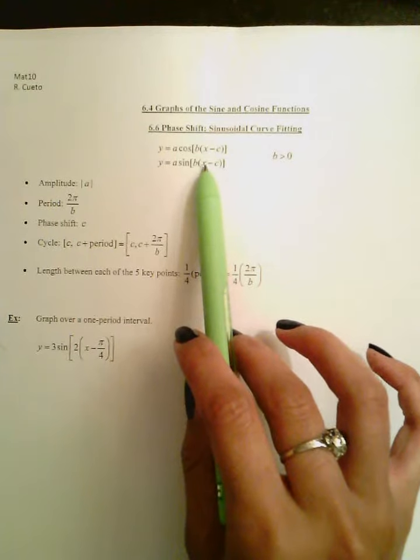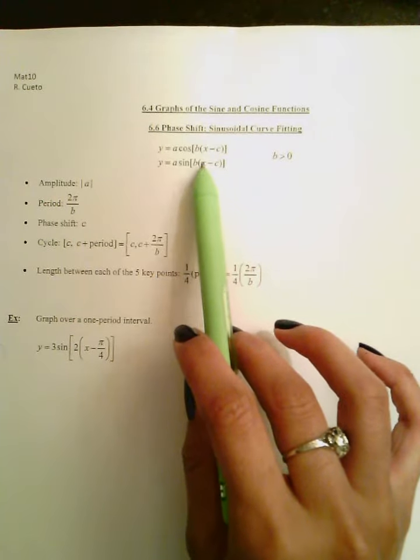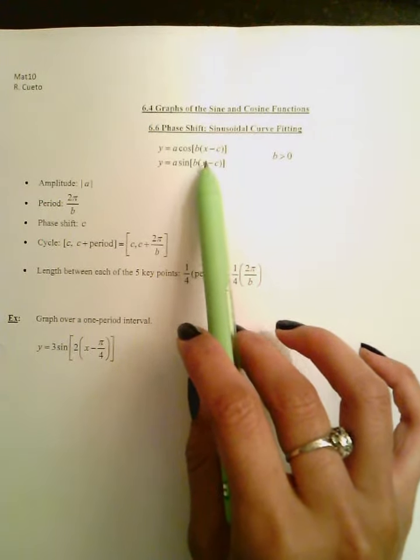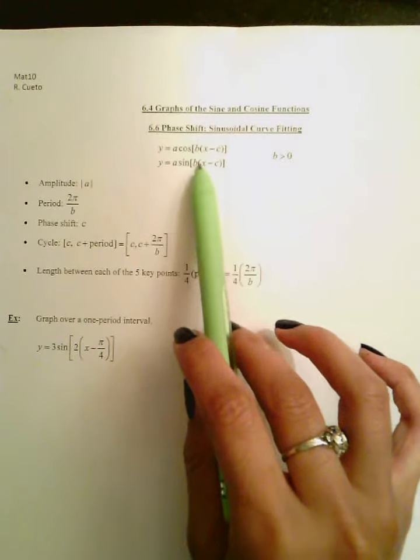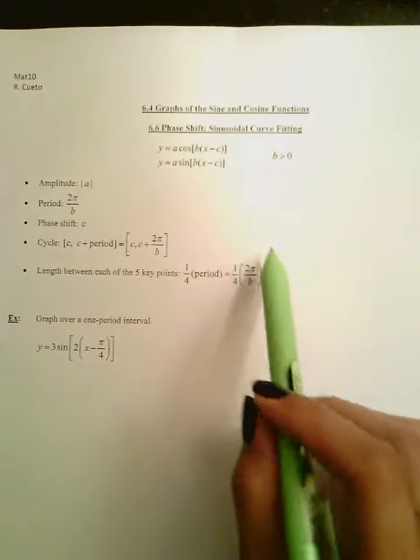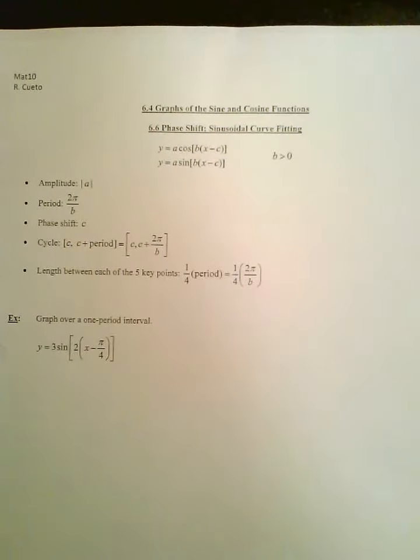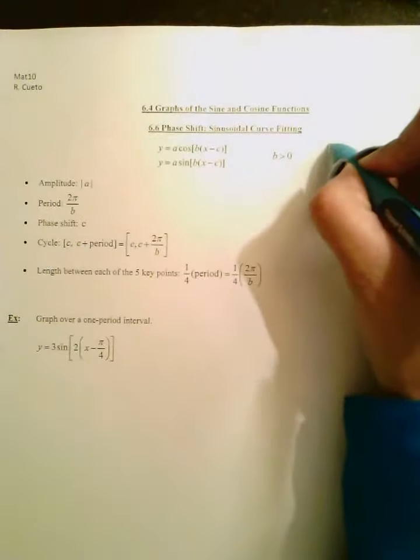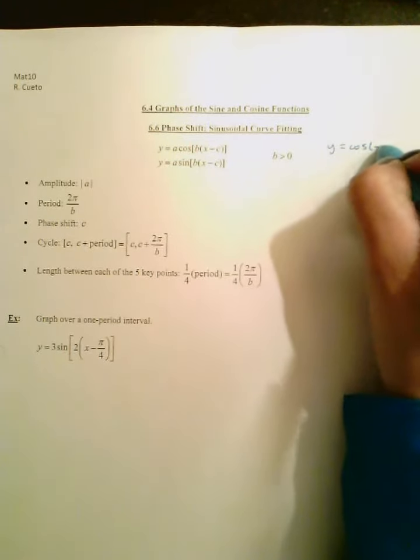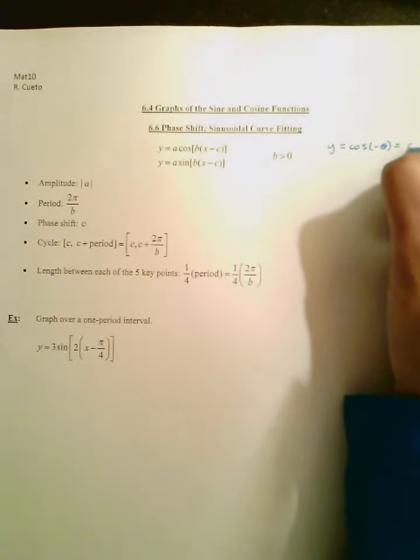So we don't want a constant other than 1 in front of the x. So if there's any constant in front of the x, you want to make sure that you take it out. I'm going to do some examples later of that. You also want to make sure that b is bigger than 0, meaning that it's positive. If it's not positive, then what you want to do is you want to use y equals cosine of negative theta is equal to cosine of theta.